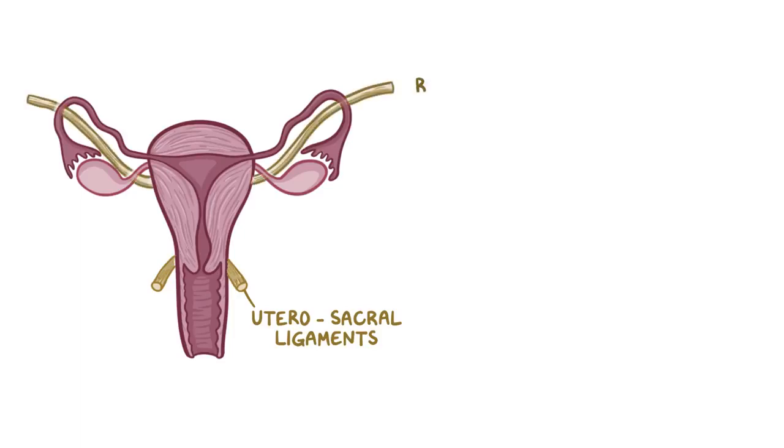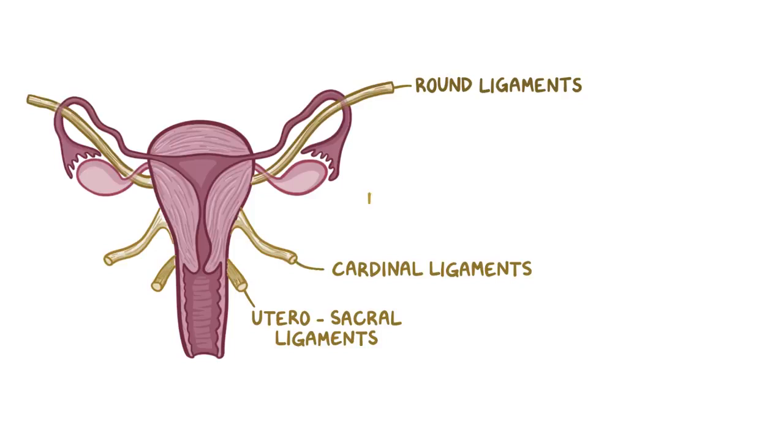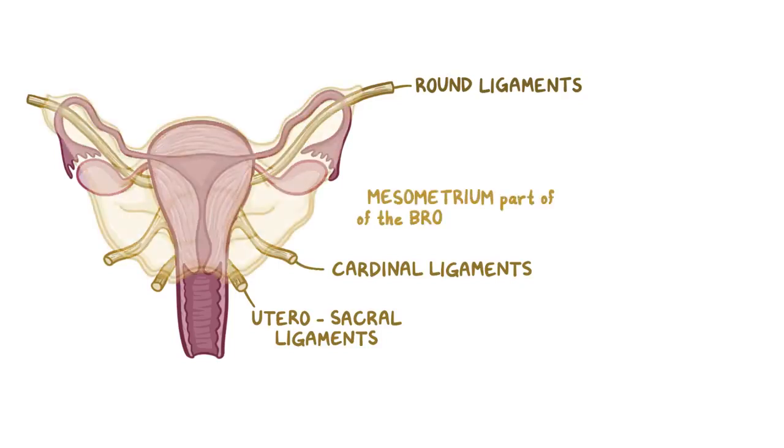The uterus is anchored to the sacrum by uterosacral ligaments, to the anterior body wall by round ligaments, and it's supported laterally by cardinal ligaments as well as the mesometrium, which is part of the broad ligament.